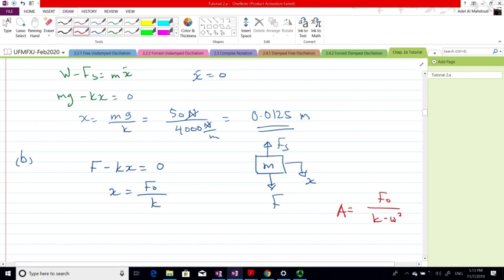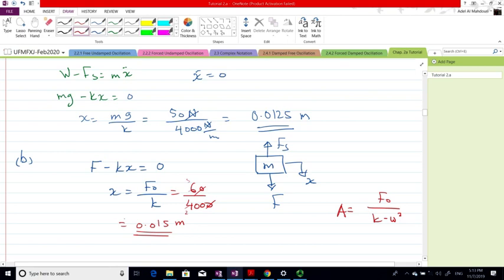So X equals F naught over K. We know F naught: how much is it? 60 Newton. And K is 4,000, so 0 is 0, then 2 will be 200, and this one 3. 3 over 200. What will you get? You will get around 0.015 meter. Okay, so this is the answer of this part of this question.